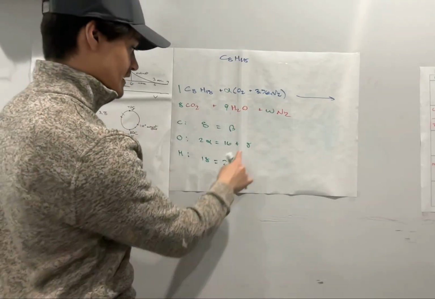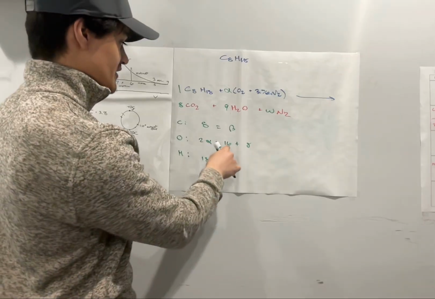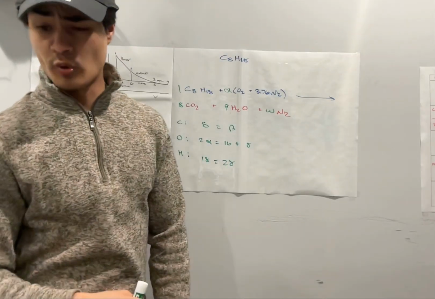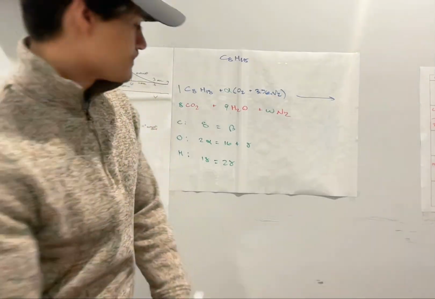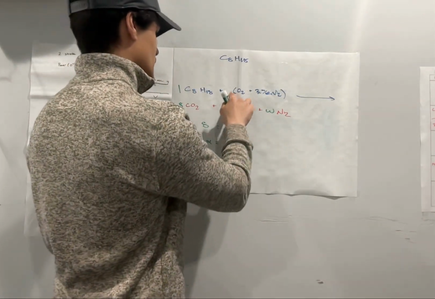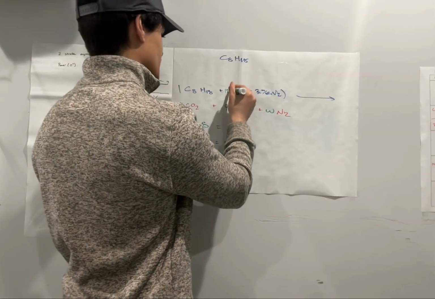If gamma equals 9, I can plug that in here. So it's 16 plus 9, all divided by 2, which is 12.5, right? Yeah. So I'll just put 12.5 here.